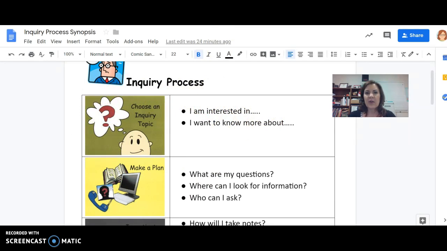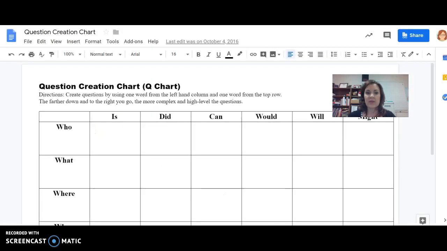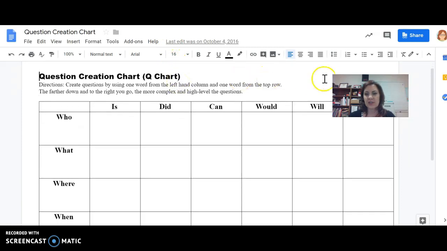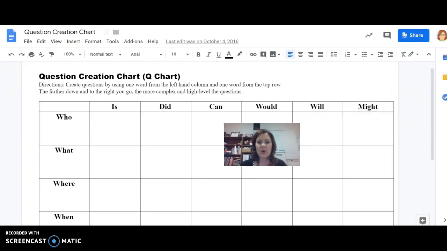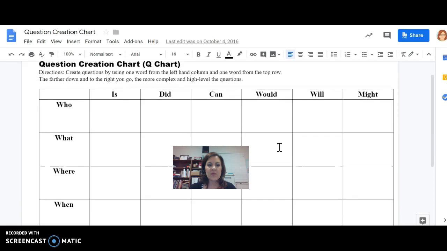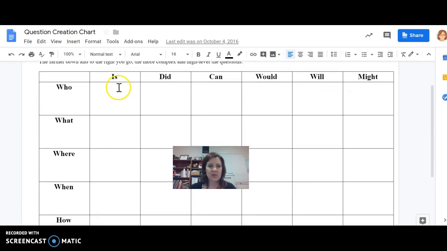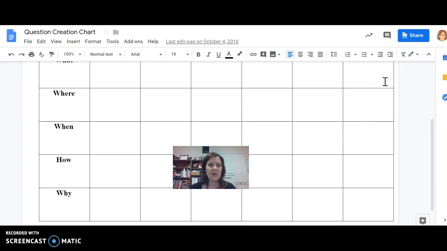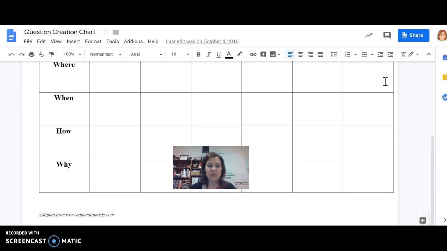So one thing I know is that you guys are moving into your Explorers unit, the World Explorers. I want to introduce you to a tool called a question creation chart. This can be so very helpful when you are first tackling a topic. I want you to realize that we've got all these question words. Across the top row we have is, did, can, would, will, and might. And then going along the left side, we have who, what, where, when, how, and why.